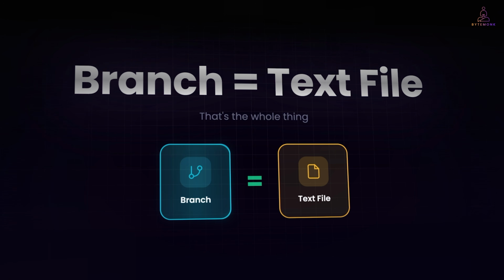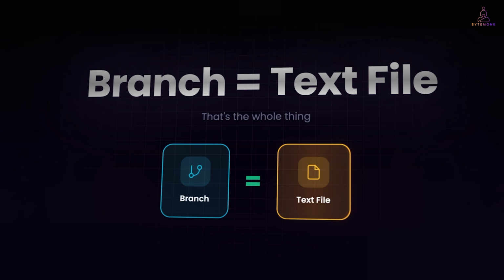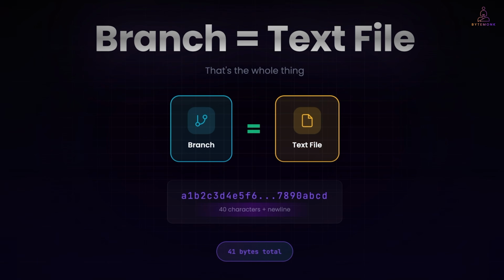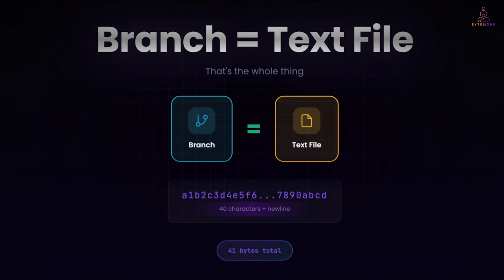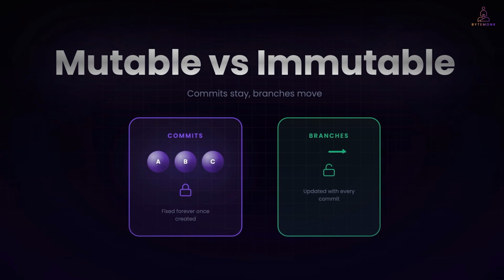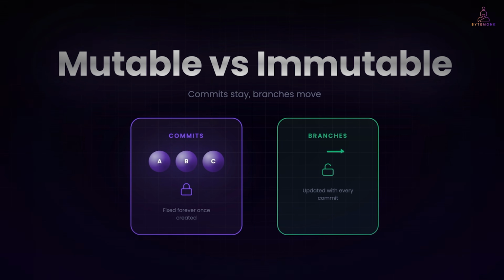A branch isn't some complex data structure. It's not a copy of your code. It's not a series of diffs. A branch is literally a text file containing a commit hash, 40 characters and a newline. That's the whole thing. This is also why commits are immutable but branches are mutable.